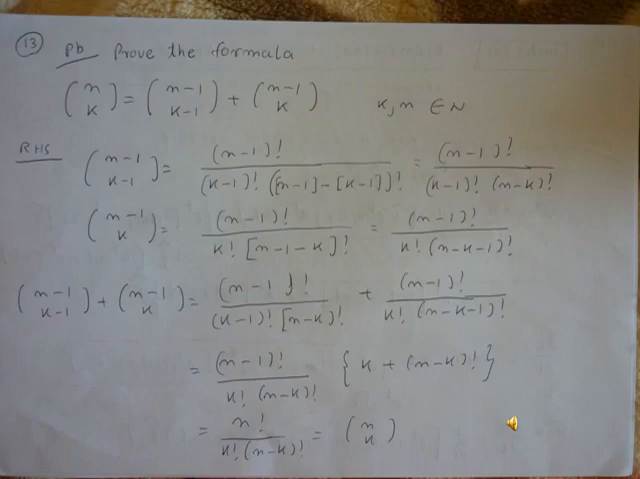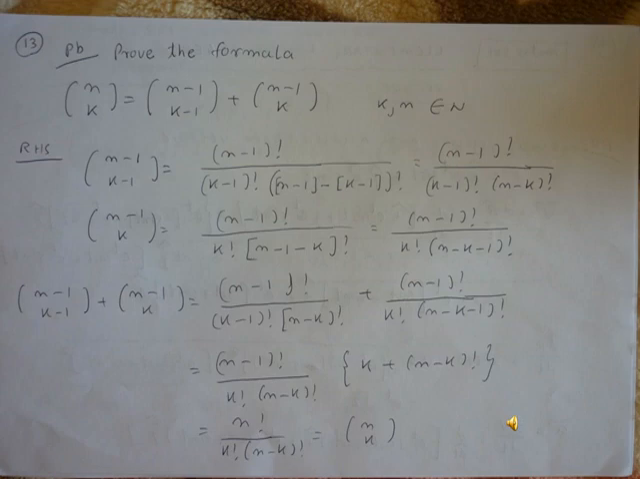Now we solve the problem. Prove the formula: (m choose k) is equal to (m minus 1 choose k minus 1) plus (m minus 1 choose k). In this case, we have to write down the right-hand side.